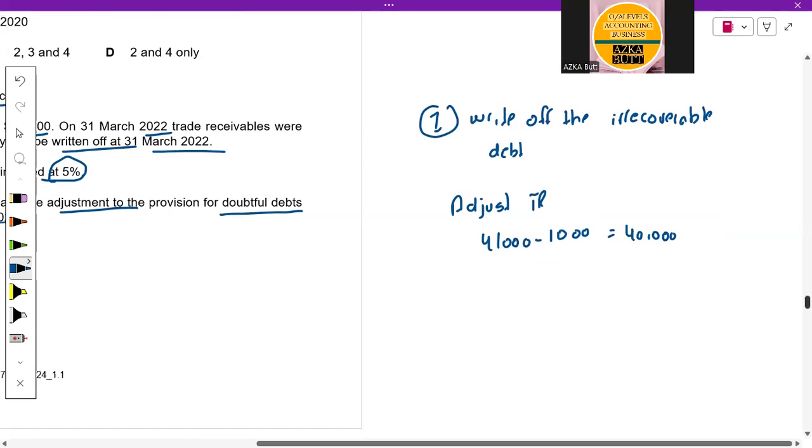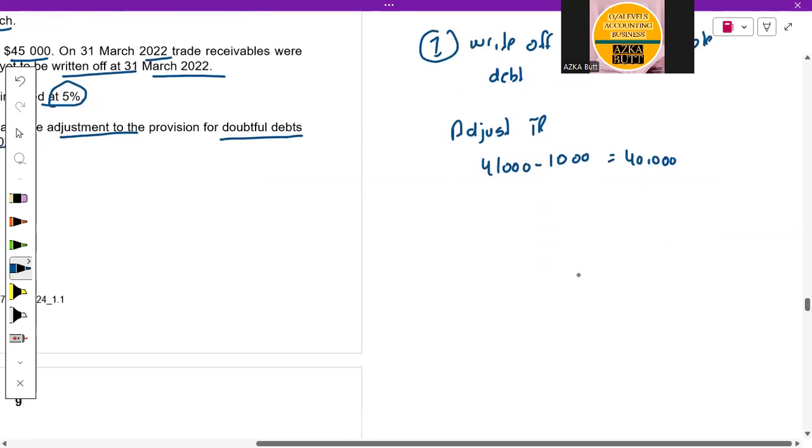And in step two, we are going to calculate the provision for doubtful debts for 31st March 2022. So provision for doubtful debt is 5% of the adjusted trade receivable, and this is a provision for 2022. So 40,000 multiply 5%, and this is giving you $2,000 answer. This is a provision for 2022.